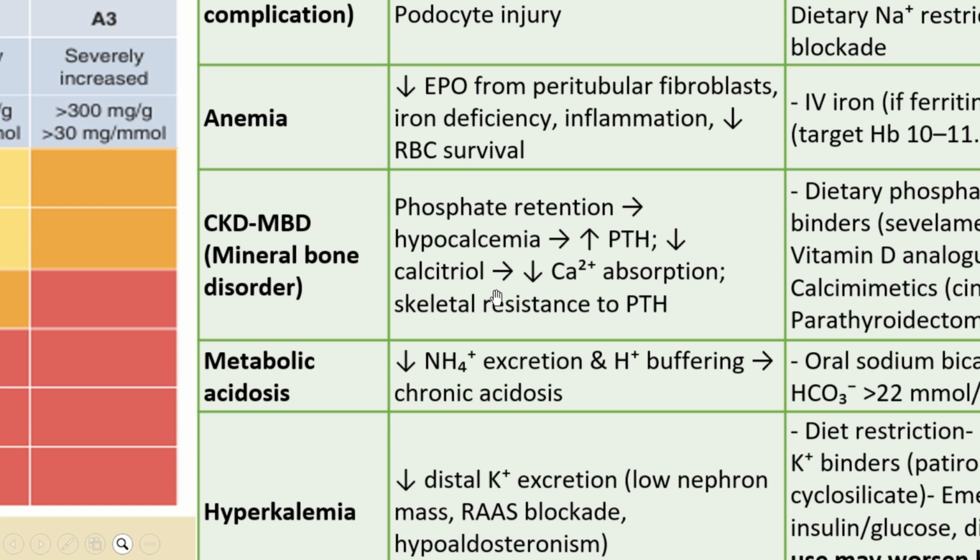Then we look at chronic kidney disease mineral bone disorder, which is also called renal osteodystrophy. This one is mostly going to come from phosphate retention, because the kidney is responsible for excreting phosphate, and when it doesn't excrete this phosphate, we're going to have a lot of phosphate in the blood, and phosphate will react with calcium, come together and form calcium phosphate. So the levels of calcium are going to fall, and we shall have a hypocalcemia.